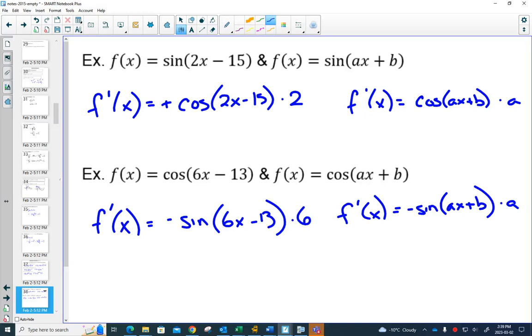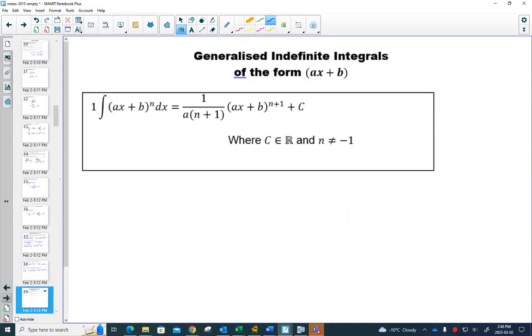So if your inside function is ax plus b, any line, the chain rule will have just multiplying by a number. This is powerful because if we notice that with all of our derivatives, then we can do all of our integrals that have an ax plus b in them by just dividing by a to undo that chain rule of multiplying by a.